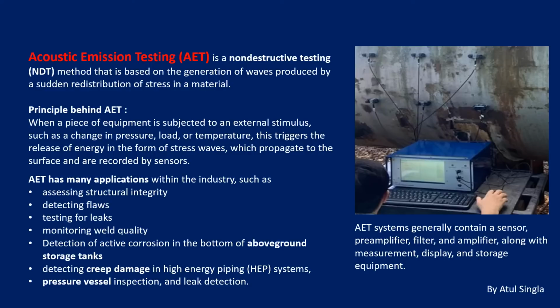For example, we can use this technique to assess structural integrity. We can detect a lot of flaws. We can also use this technique for testing for leaks, monitoring weld quality, detection of active corrosion in the bottom of aboveground storage tanks, detecting creep damage in high energy piping, and pressure vessel inspection and leak detection. So these are the basic applications where we are using acoustic emission testing in process industries.